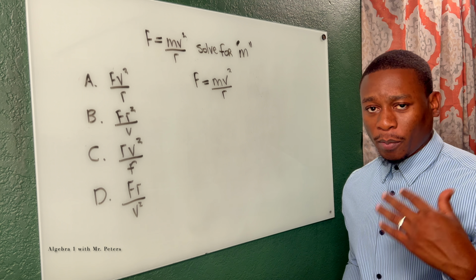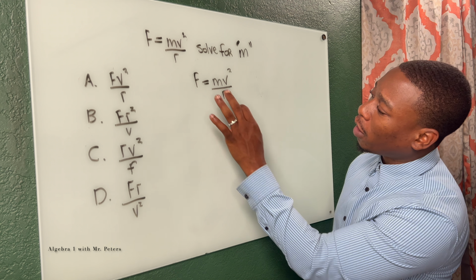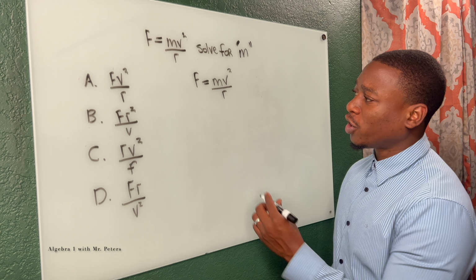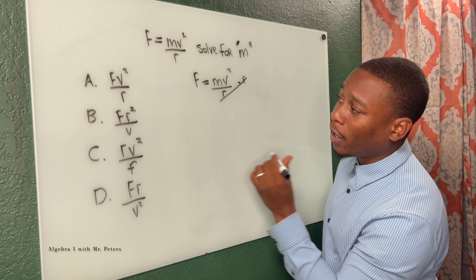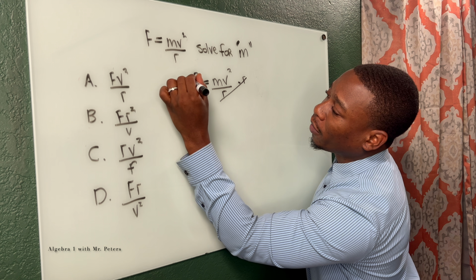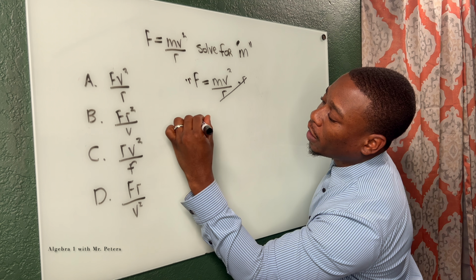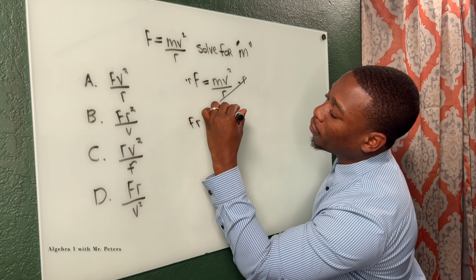Next problem now, math family, we have a fraction. They want us to solve for m. So anytime you have a fraction, you're probably going to want to start off by multiplying by the denominator, so we could cancel it out. Same thing on the other side, right? So we have f times r is equal to mv squared.